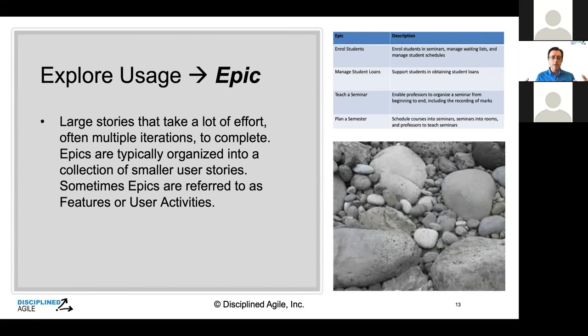Epics at that level are something that the business typically understands, and some people interchange the term epic with feature. So in terms of high-level slotting of functions or features or epics into release, epic is usually a good way to go in the early stages of your planning and prioritization. So on the right-hand side, you can see high-level things, big things like managing student loans or teaching a seminar, planning a seminar.